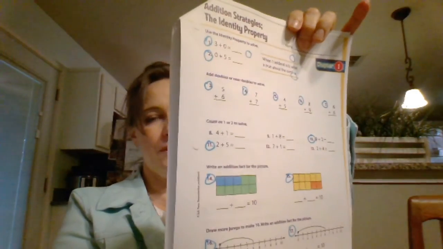So on the front page, I want you to do the ones that I have circled. It's just an addition review. And then I want you to go down to number 14 with me right now. Number 14, it's green and blue. It says write an addition fact for the picture. So you see part of it is blue, so what add-in would that represent? Well, there's 3 squares that are blue, so it's going to be 3. And what are the green squares going to be?